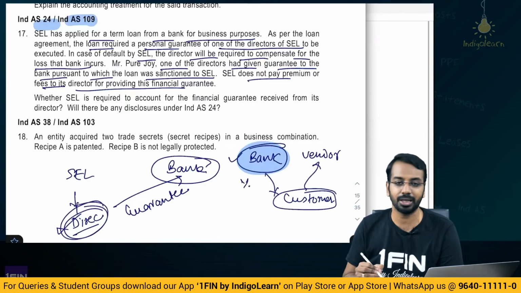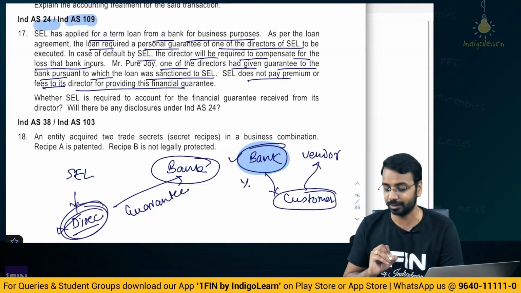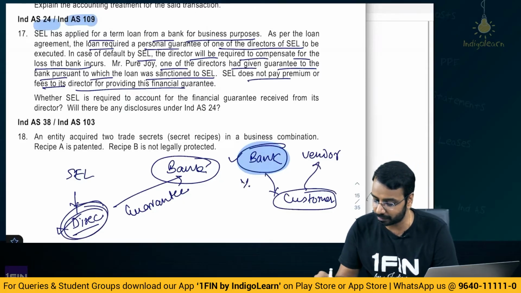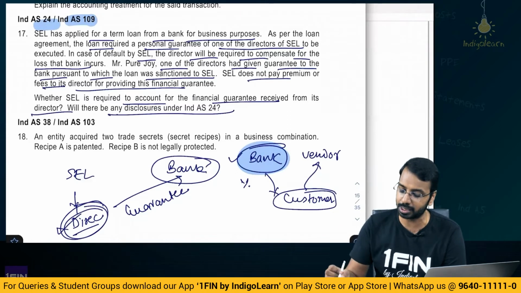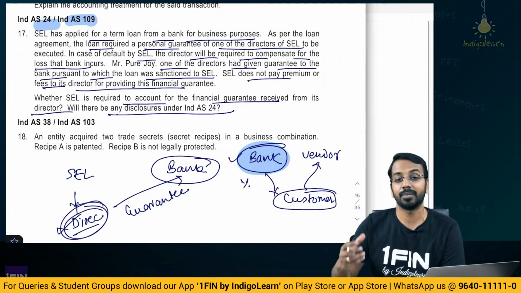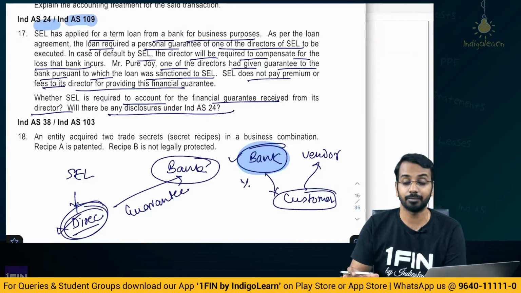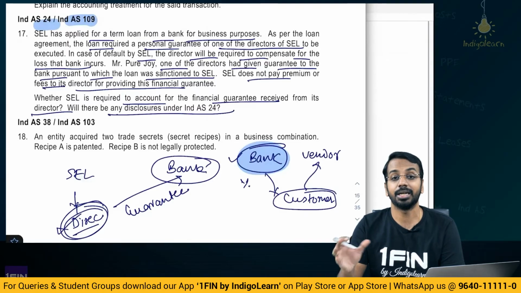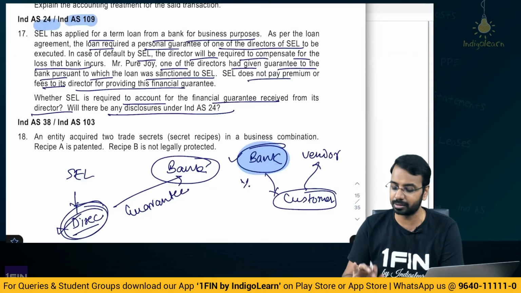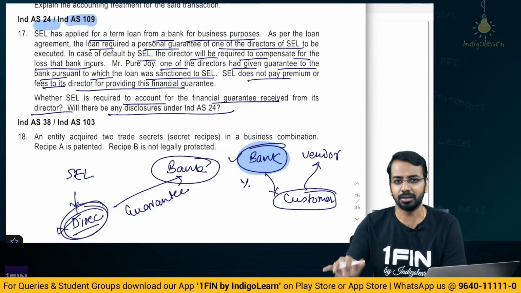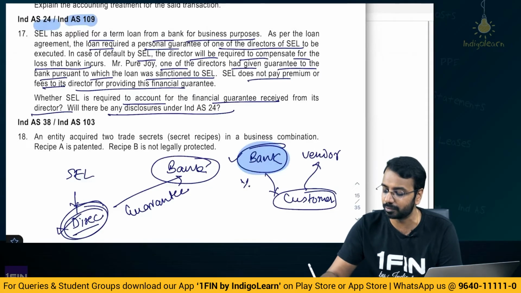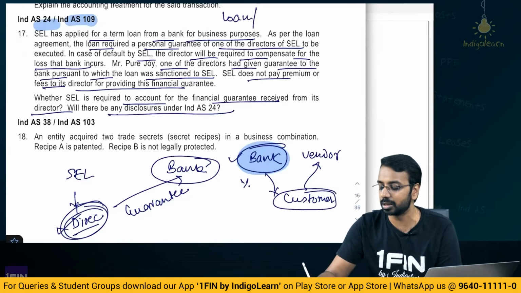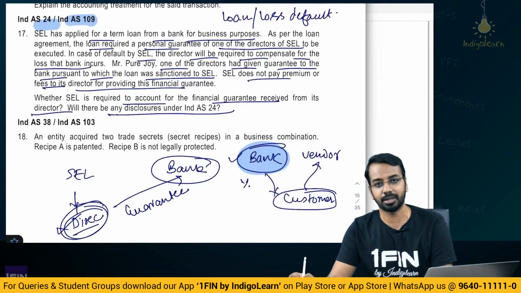Here director is giving the guarantee, but director is not charging anything. Whether SCL is required to account for the financial guarantee received from its director, will there be any disclosure? Now, first thing is what is a financial guarantee? Financial guarantee is a contract where one party agrees to compensate the loss incurred by another party in case of a default, right? That is the definition of a financial guarantee. Is it a financial guarantee? Yes, there is a loan involved and the loss will be compensated in case of default. So, it's a financial guarantee.